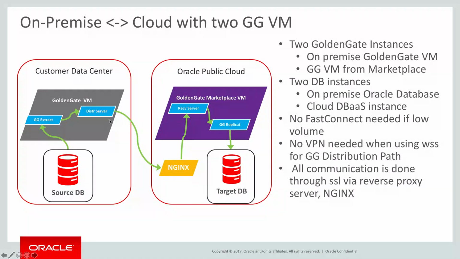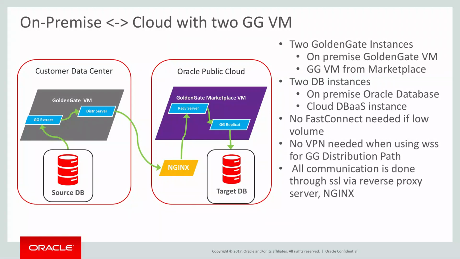Then when you create the distribution path on your on-premise, you have to make sure you turn on the reverse proxy, and you also have to create the credential, which is the alias for that user ID and the password on the target. So you use the alias here when you create a distribution server. And then you will be able to talk to the nginx, and then it will pass the trail file to the receiver server.